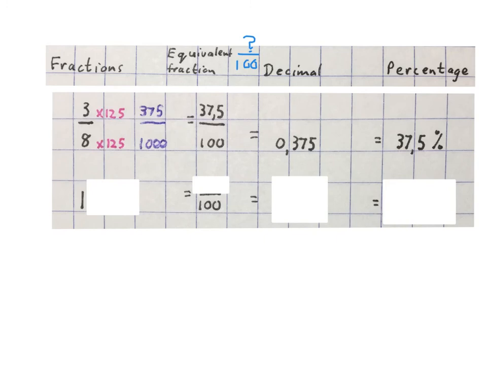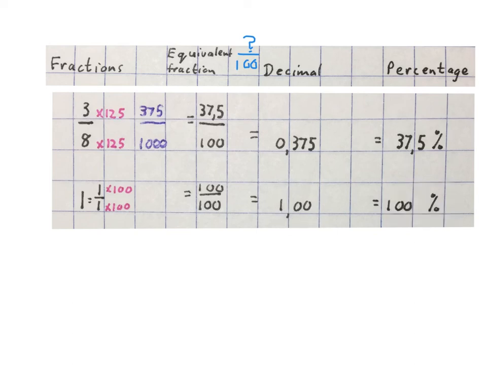The next one, if they give me 1 and they ask me to convert it to a fraction out of 100, change the 1 into a fraction as 1 over 1, times the bottom with 100 and also times the top with 100. That gives me 100 over 100, and that is 1,00, which is 100%.